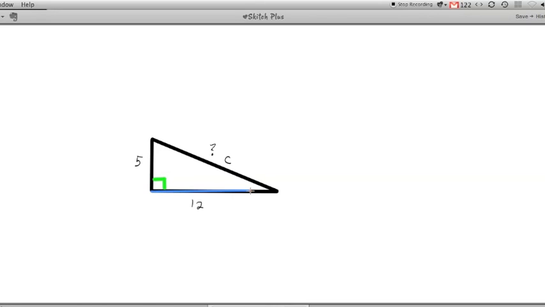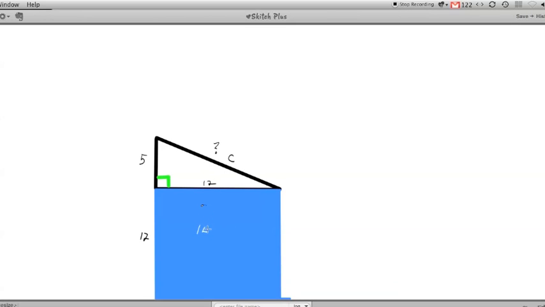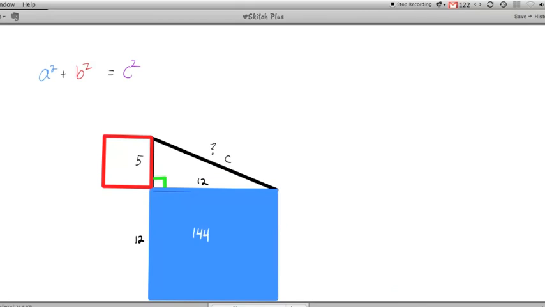So let's go ahead and do a visual representation again of this. So we're going to square 12. So 12 this way and 12 this way. And that will give us a square with the area of 144, 12 times 12. Units squared, whatever we're talking about. And then we're going to do the same thing with the 5. We're going to draw a square representing our 5 squared, or 5 times 5, with each length being 5. So the area would be 25 units squared.